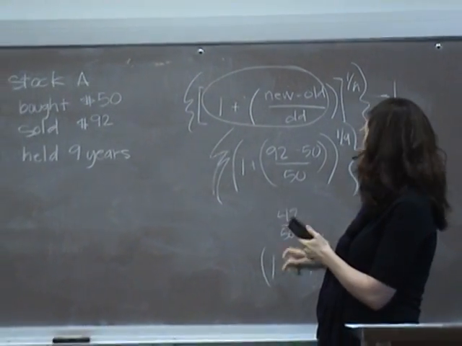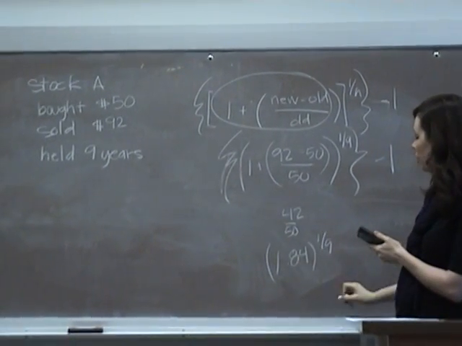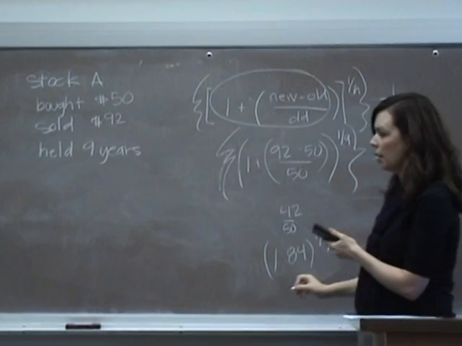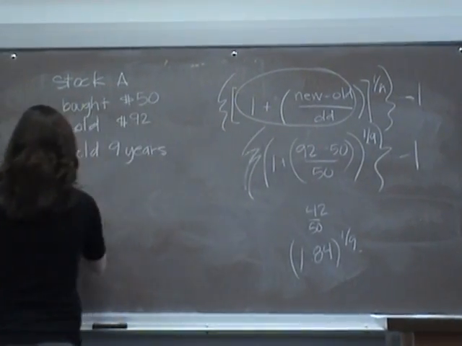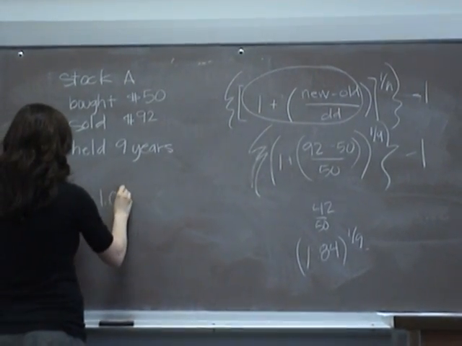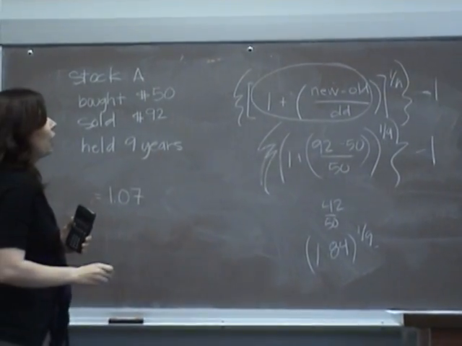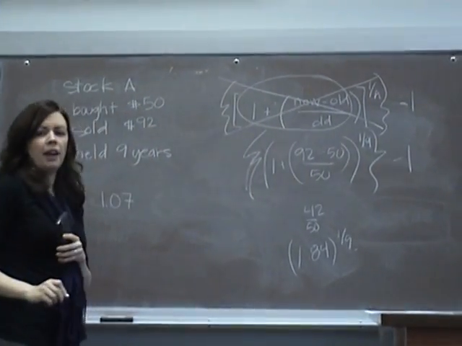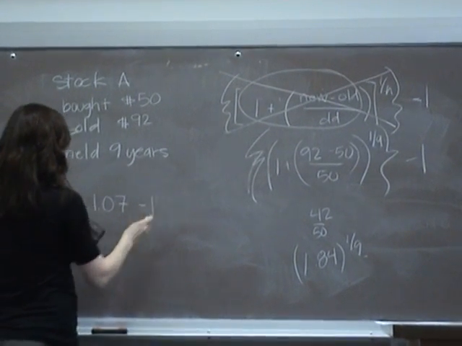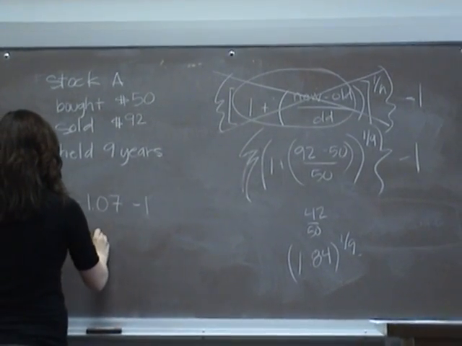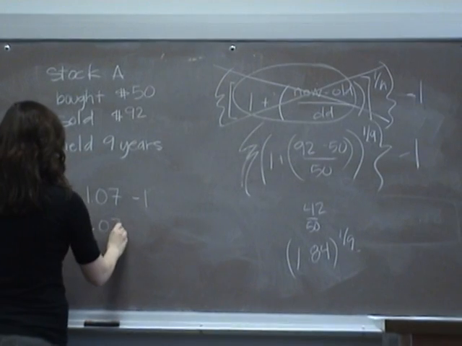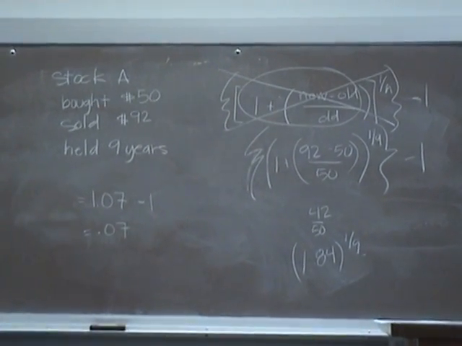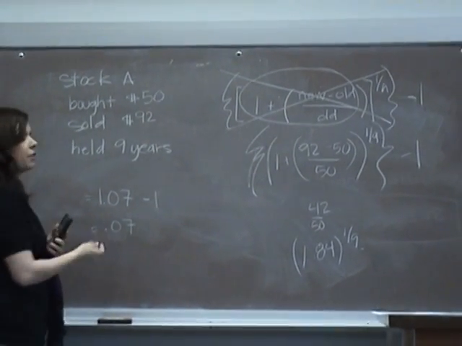When we calculate that out, 1.84 raised to the 1 over 9, I'm going to come over here, I'm running out of room, we get 1.07. So now I've solved for this entire bracket there. Now I'm going to subtract 1, and I get 0.07. So my stock averaged 0.07 every year.